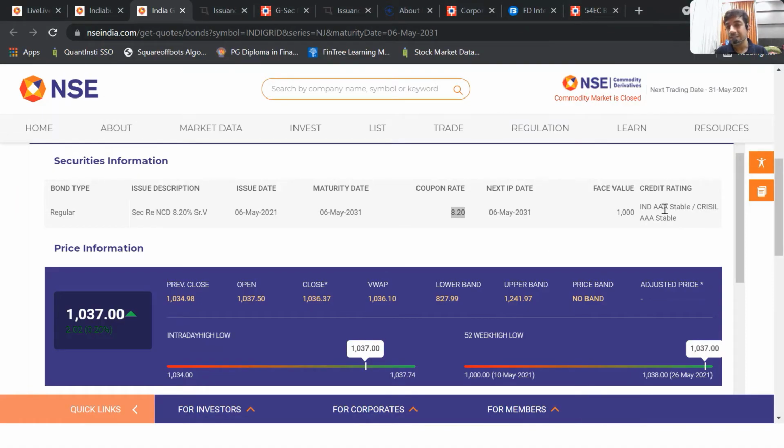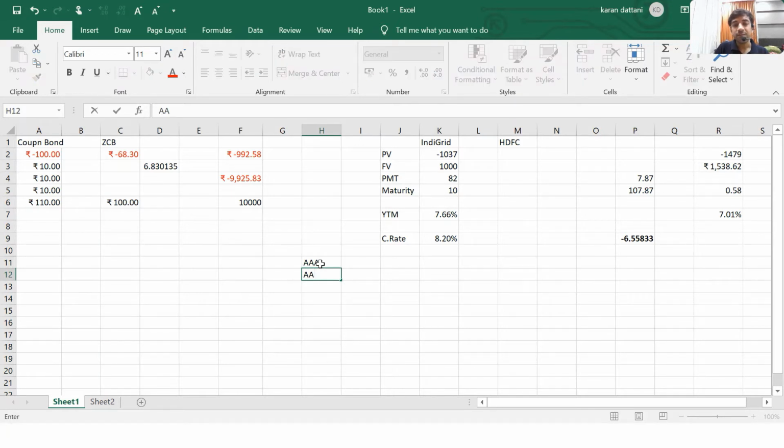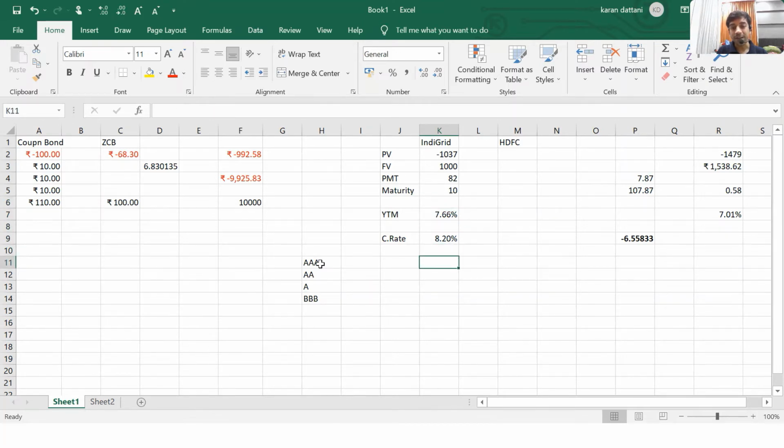One more thing over here is credit rating. So triple A signifies this is the highest credit rating. The credit rating works like this. Triple A is the highest, then is double A, then you'll find A, then you'll find triple B, and anything below triple B is not an investment grade bond. So you should be generally looking to buy into these, preferably triple A only. Now I'll show you what is the actual return you'll be getting if you buy this bond right now.